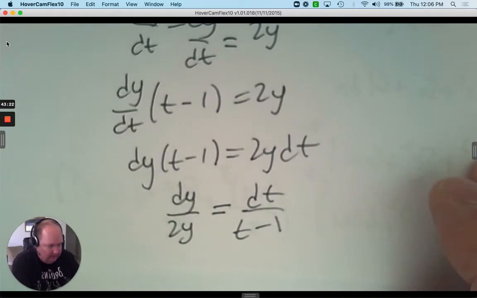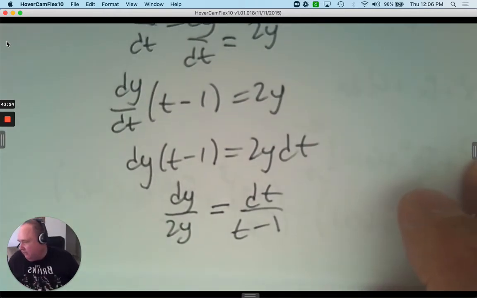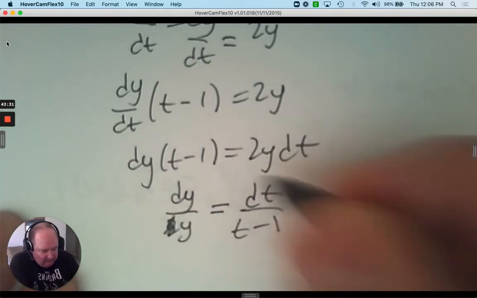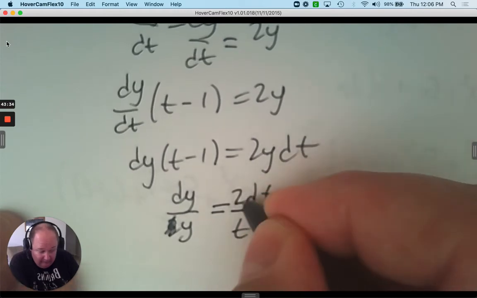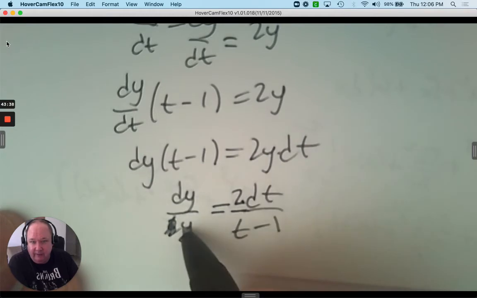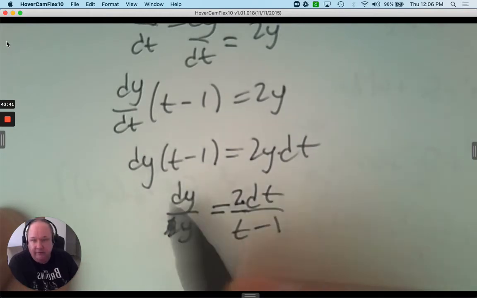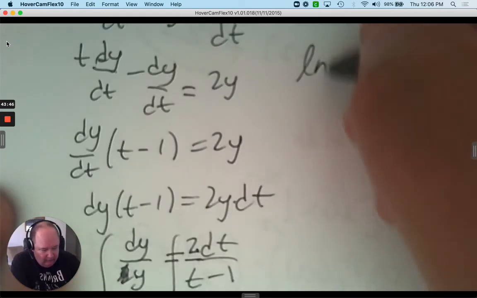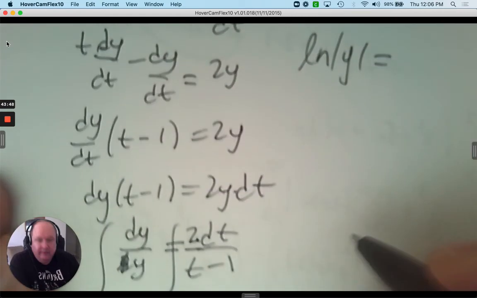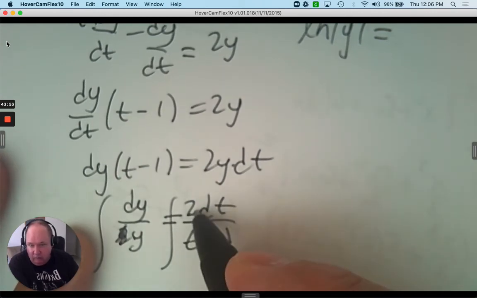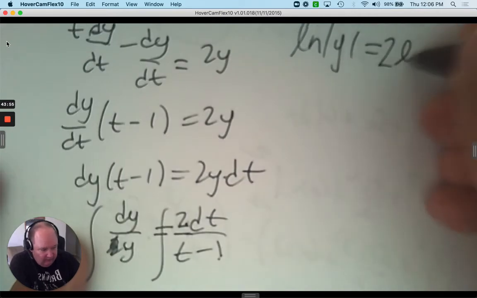All right, how's that? Make sure that I'm okay. Oh, they kept the 2 on the other side. So instead of dividing by 2y, just divide by y to make it easier. So keep the 2 over here. So this 2 stays. So now we can integrate this. The integration of 1 over y is ln y. The integration of this, the derivative of t subtract 1 is 1. So I need a 2 in front, and it's a logarithm.